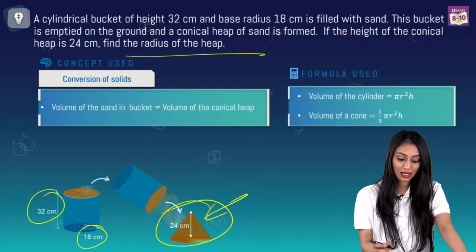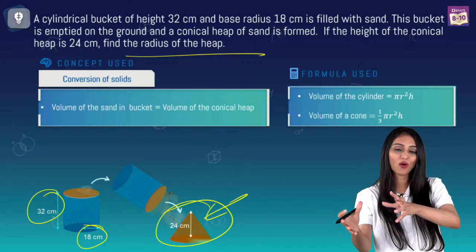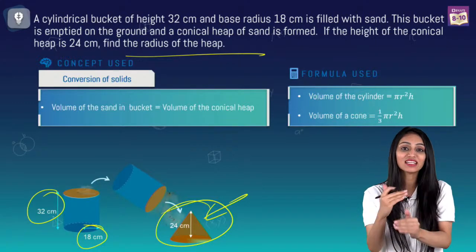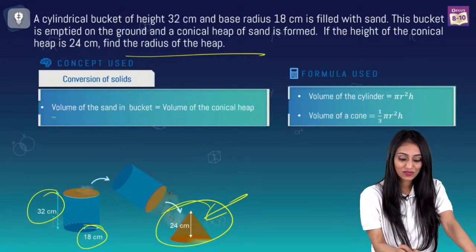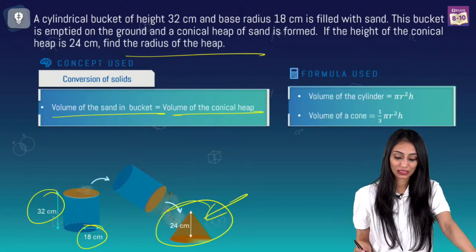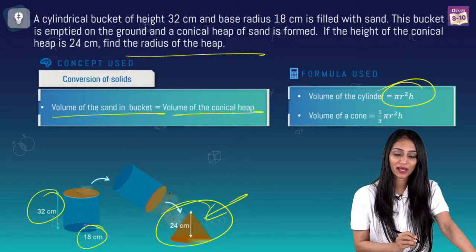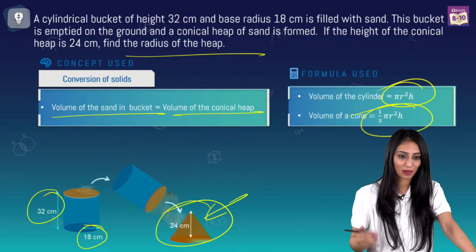So we will simply say, it is emptied on the ground. Obviously the volume will remain same. It is reshaped, we can say, but volume will be same. So I can say volume of sand in bucket would be equal to volume of conical heap. Volume of cylinder is pi r square h. Volume of cone is 1/3 pi r square h.